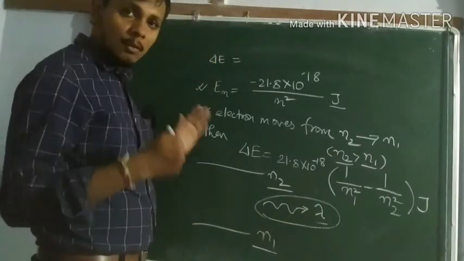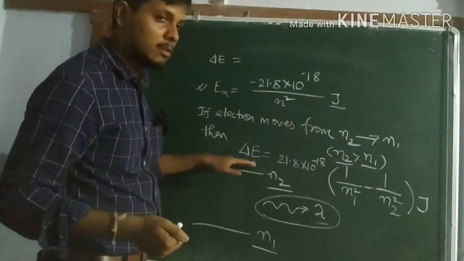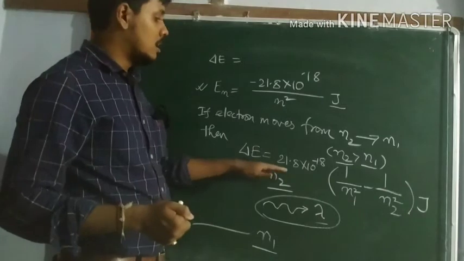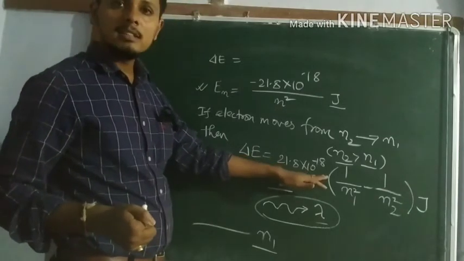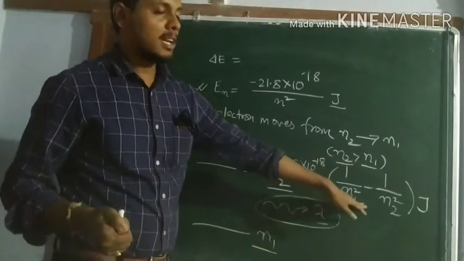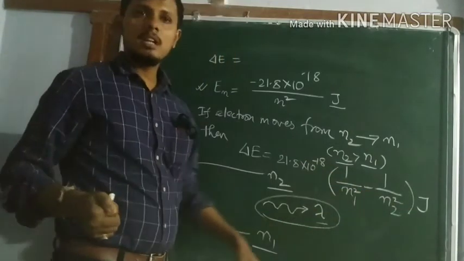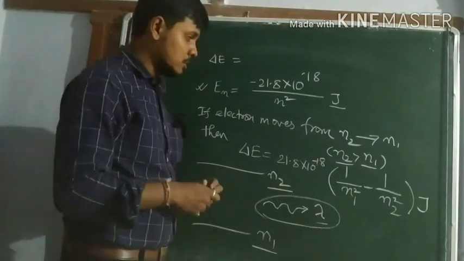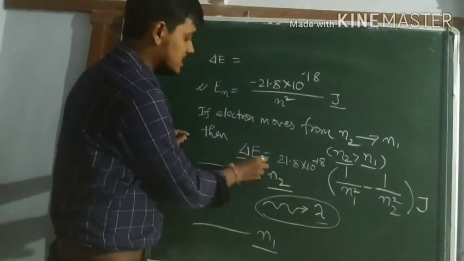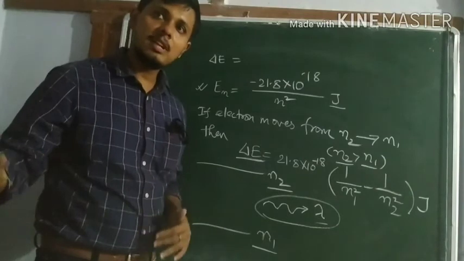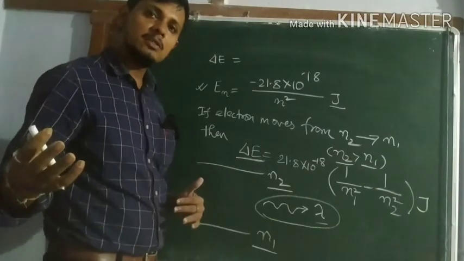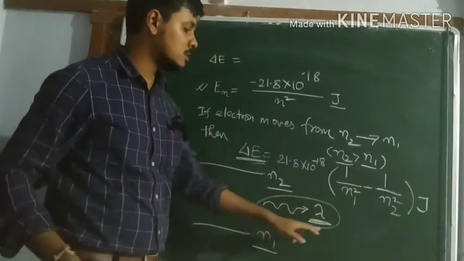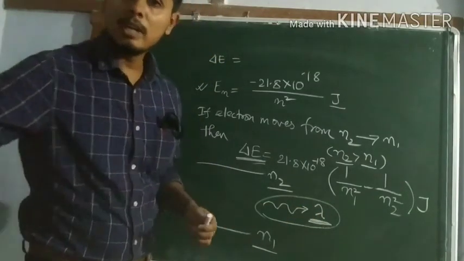Now for calculating that, what we do is we first find out the energy difference between the two levels. So delta E that we calculate, we get as 21.8 into 10 to the power minus 18 into 1 by n1 square minus 1 by n2 square joule. This is the difference in energy between the two levels in joule units. So this much of energy is emitted in the form of electromagnetic radiation. That means the energy of any electromagnetic radiation that is emitted corresponds to this wavelength lambda. So what is this lambda then?